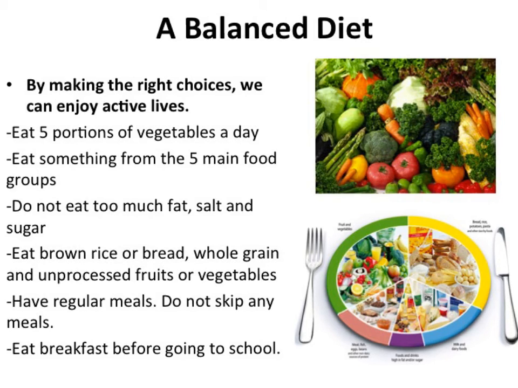Tips for keeping a balanced diet include eating 5 portions of vegetables a day, eating something from the 5 main food groups in order to ensure that you have enough nutrition in your body, not eating food with a lot of fat, salt, and sugar, eating brown rice or bread, whole grain, and unprocessed fruits or vegetables are extremely important. Making sure that you have regular meals and avoiding skipping meals can help guarantee that you have enough nutrition in your body. And of course, it's important to start the day with a good breakfast.